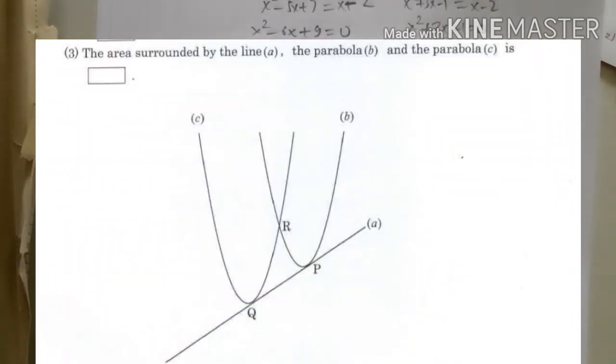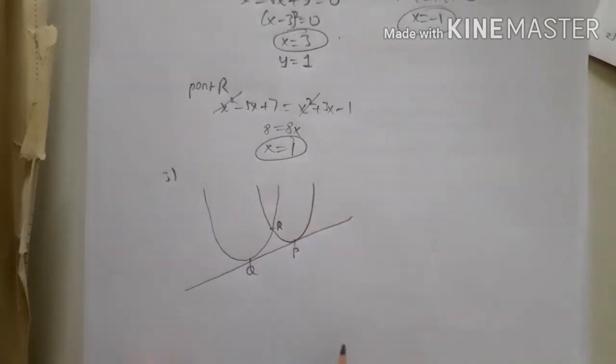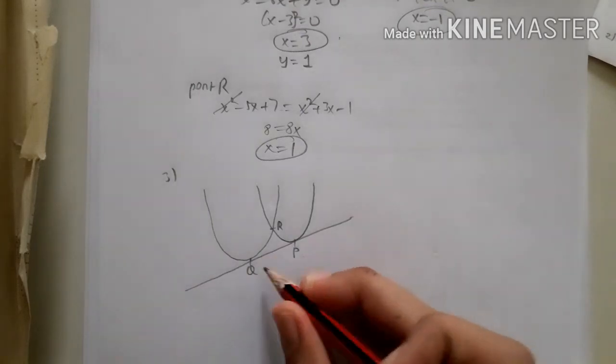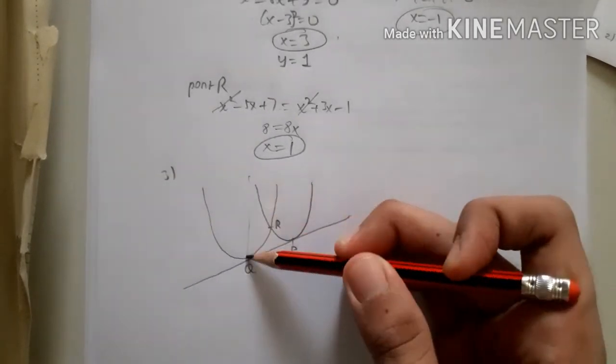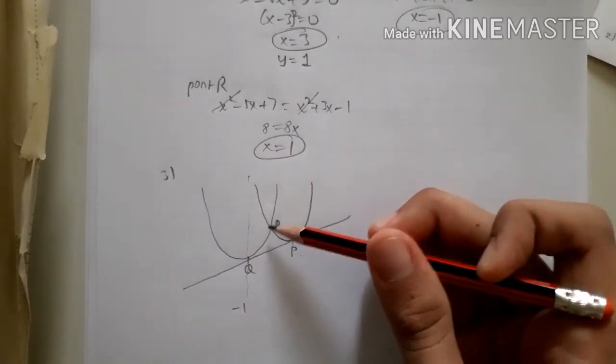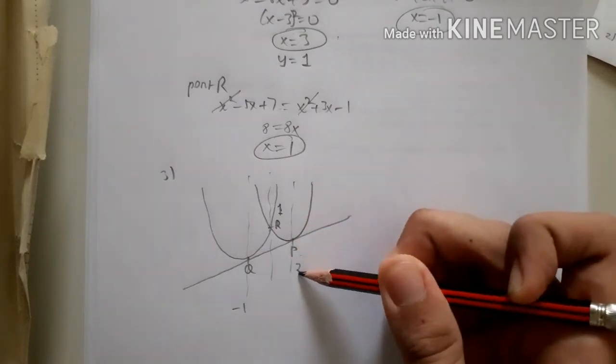Now number 3 is unique. Find the area surrounded by line A, parabola B and parabola C. There is a picture there. From the picture, you can see line A, parabola C, parabola B, and the point Q, whose x-coordinate is minus 1. From point R, you can see that it is 1, and point P is 3.